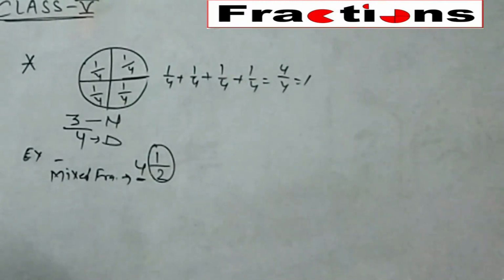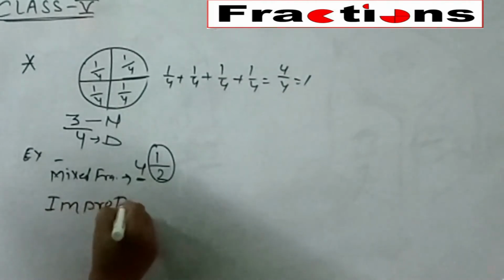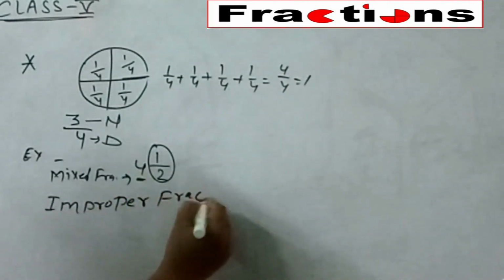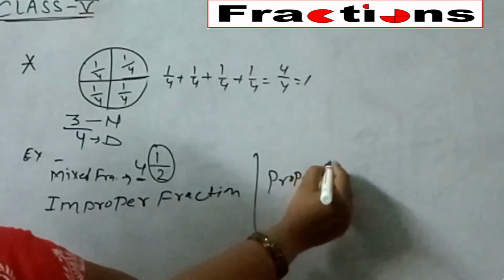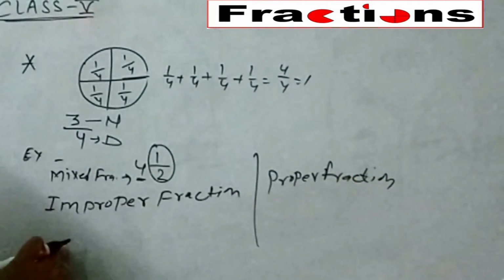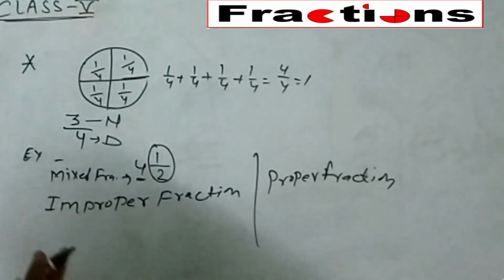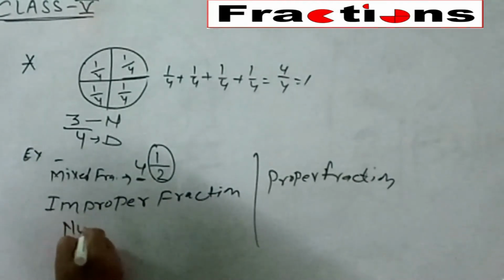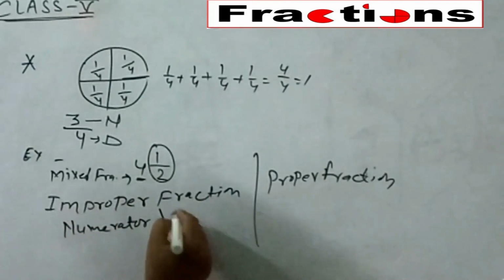Students, what is an improper fraction, and what is a proper fraction? A mixed fraction I have explained to you. Improper fraction. Next is the proper fraction. See here, an improper fraction means the numerator is always greater than the denominator.